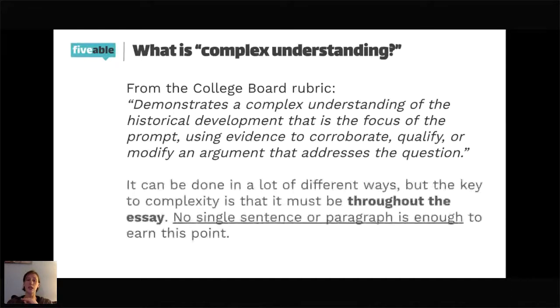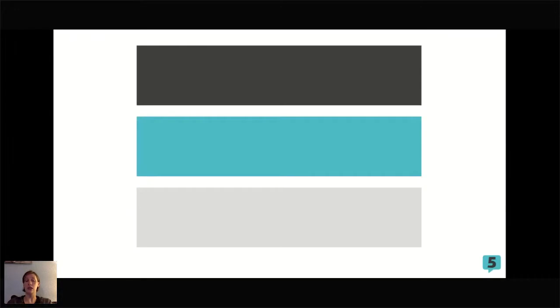This can be done a lot of different ways. The key to complexity is that it has to be throughout the essay. No single sentence, no single paragraph is enough to earn this point. You cannot write a complexity paragraph and slap it on the end of your essay and earn this point. It has to be something that develops starting right from your thesis. So there's actually 3 words in this College Board rubric point that I want to break down for you. And then I want to walk you through how I would go about building complexity in a particular essay.